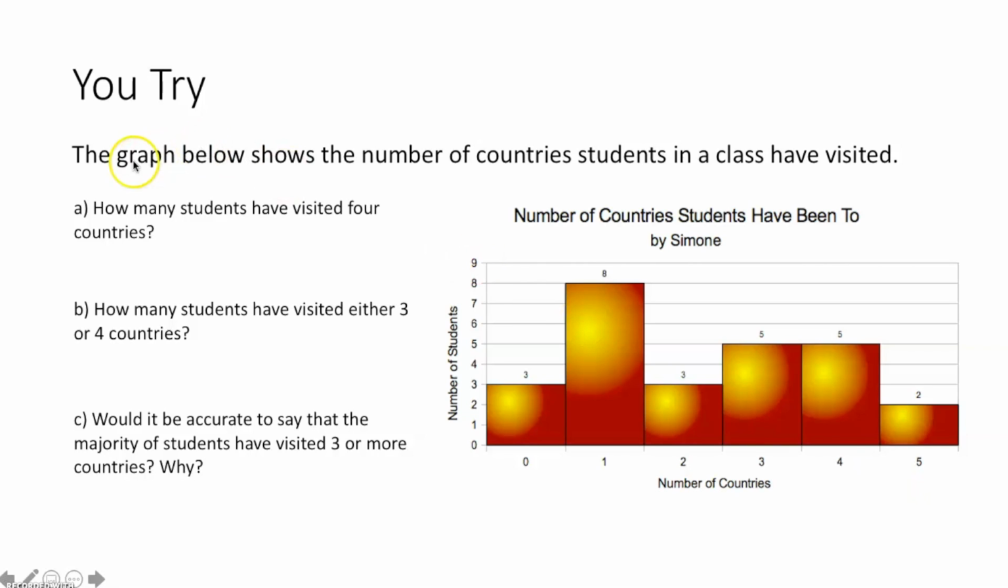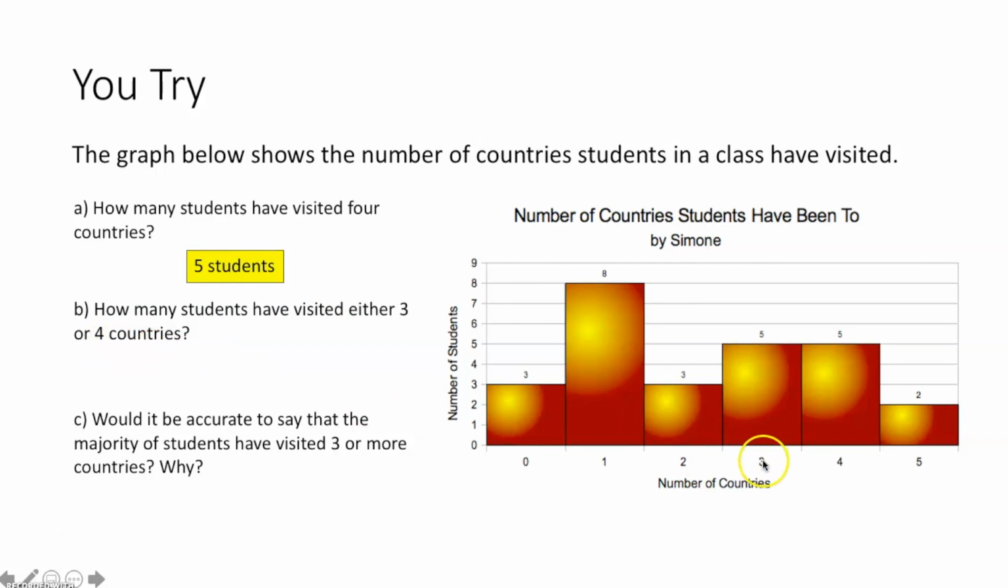Okay, this time it says the graph below shows the number of countries students in a class have visited. How many students have visited 4 countries? So we look across and number of countries visited, that would be 4. That would be this guy right here. So number of students then would be 5. So 5 students have visited 4 countries. Next, how many students have visited either 3 or 4 countries? So we're going to have to combine those.